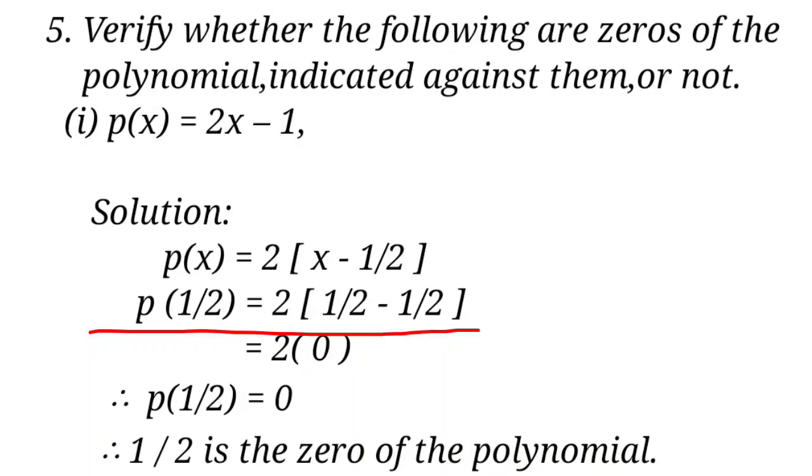Then p of 1 by 2 is equal to 2 into 1 by 2 minus 1 by 2. 1 by 2 minus 1 by 2 cancel. Then 2 into 0, 0. Therefore, p of 1 by 2 is equal to 0. Therefore, 1 by 2 is the zero of the polynomial.